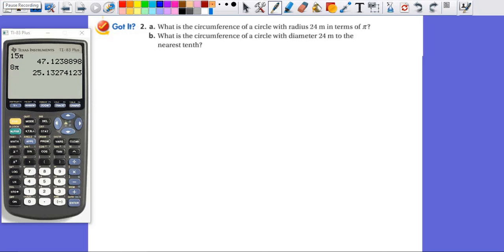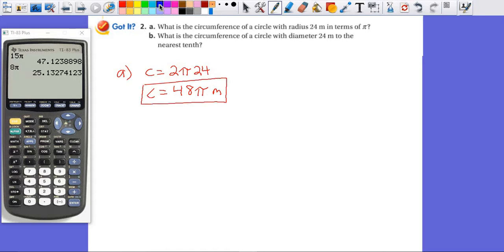All right, now that you've had a chance to try A and B, let's go ahead and solve them. So for A, it says, what is the circumference of a circle with a radius of 24 meters in terms of pi? They've given us a radius, so for circumference, I'm going to use the formula 2 pi r. And in place of the radius, I'm going to put 24 because that is the radius. So circumference equals 2 times 24, which is 48 pi meters. Now, because it said to leave your answer in terms of pi, I'm actually done right there. You don't have to do any more work. Easy peasy lemon squeezy, right?